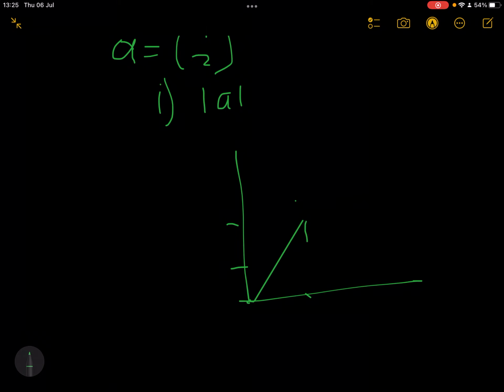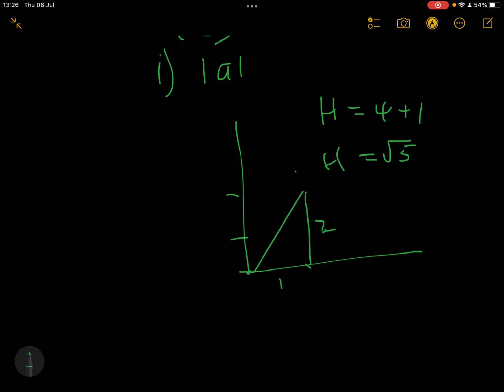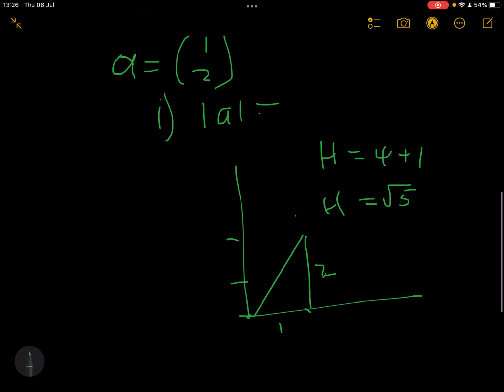This is 2 and this is 1. If you draw a triangle there, the hypotenuse will be given by h, or the magnitude of A, equals 4 plus 1, which is 5. The square root of 5 is just the square root of 5. So h will be just the square root of 5. Okay, so now you're done with the vectors. For now, you got the magnitude, you got everything.